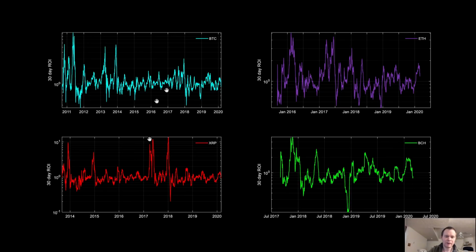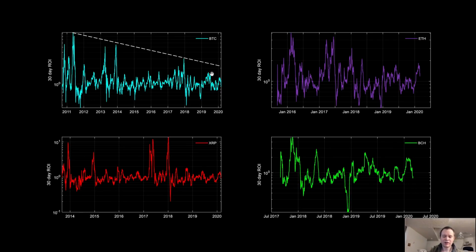So let's just go ahead and start. The first thing we're going to be looking at is just Bitcoin, Ethereum, XRP, and Bitcoin Cash on this first slide. You can see the 30-day return on investment, and for Bitcoin, it's fairly obvious that there is this trend in decreasing volatility over time, and this is one of the reasons why we see diminishing returns.